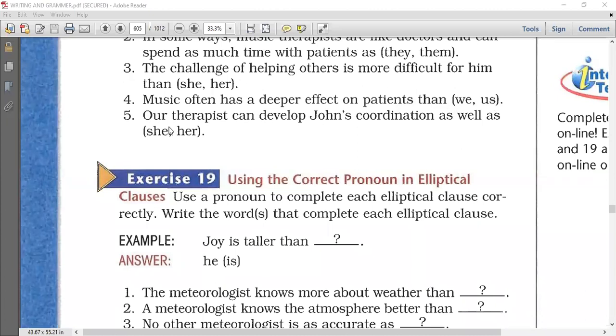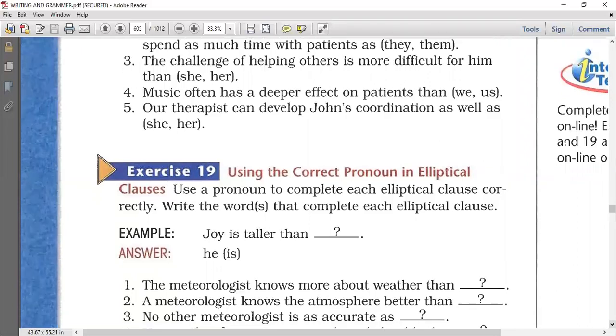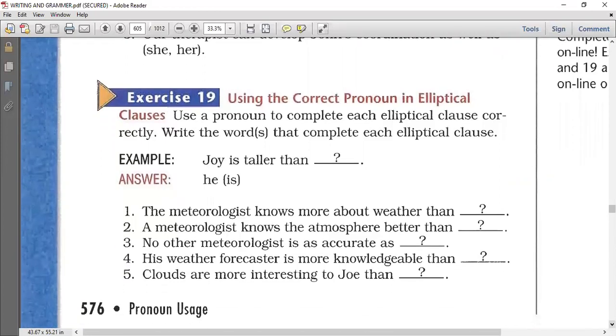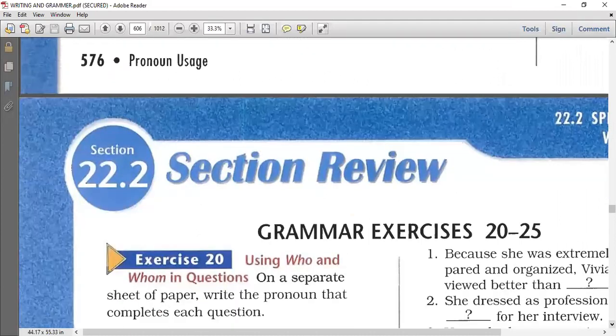Thank you. Number 5, our therapist can develop John's coordination as well as she or her. Who wants to answer? Lolwa? She. What is the deleted word? She can. As well as she can. If you understand it this way, it works. She can work. Okay, I'll move on to the next step.